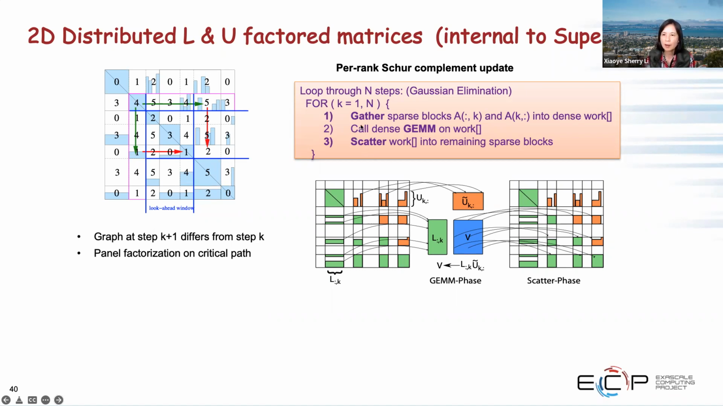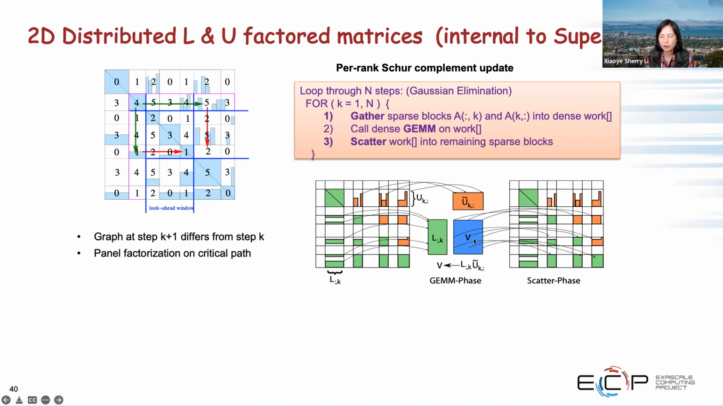So within each step, we need to gather the skyline storage of U into a dense matrix. And the L matrix, here I say gather, but in fact in storage, they are already stored like this. So there's nothing that needs to be done, but gather is really for this. After you get these two dense submatrices, then you do the GEMM operation to get this V matrix.